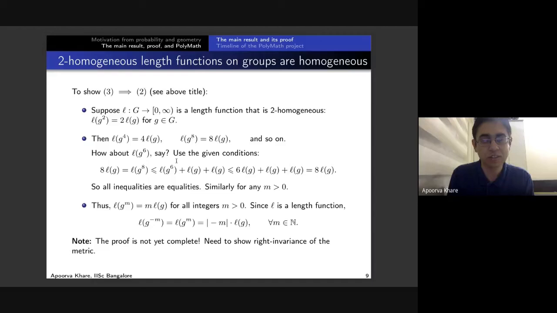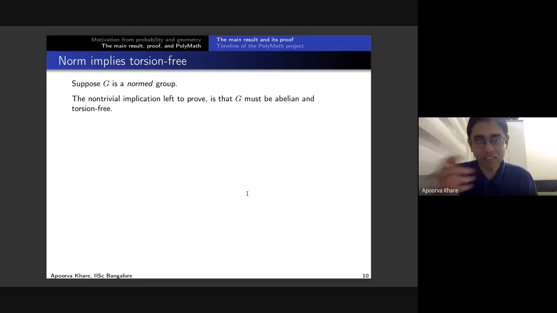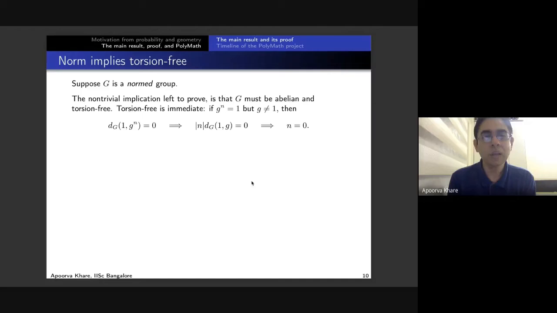So now let's get to the main event. So suppose G is any group with a norm. The non-trivial implication is this 2 implies 1. G must be abelian and torsion-free. The torsion-free part is immediate, so I won't even spend time. If g to the n is 1, but g is not 1, then this distance is 0 because this is 1. But this g is not 1, so n equals 0.